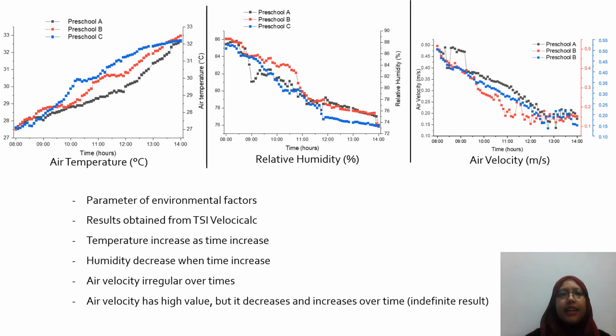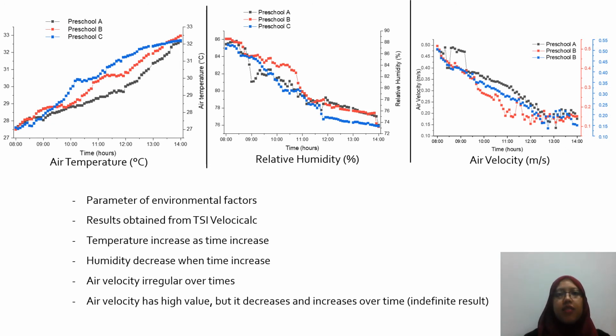In this slide, there are three types of graph based on environmental factor, which are air temperature, relative humidity, and air velocity. These results were obtained by using the TSI VelociCalc. From the graph, there are three different colors representing each preschool, which are preschool A, preschool B, and preschool C. The result for air temperature shows that the value is increasing as the time increases.